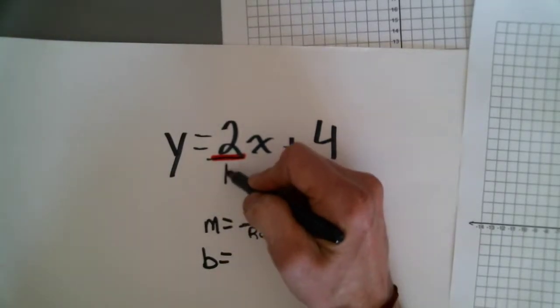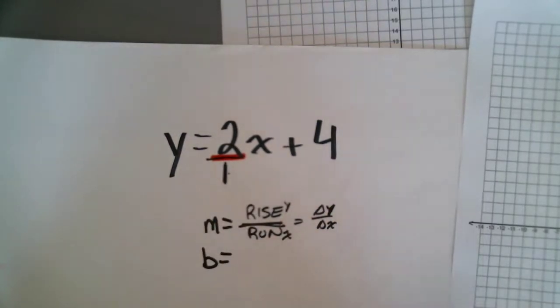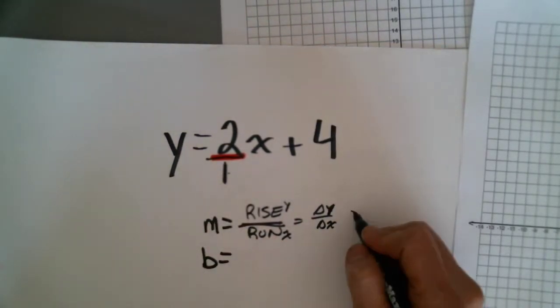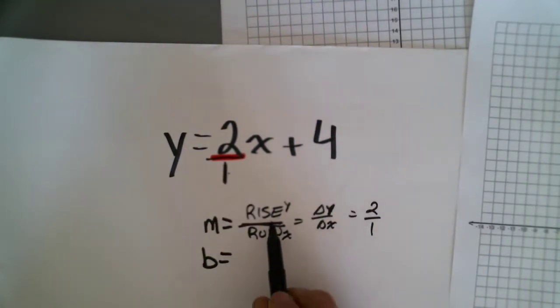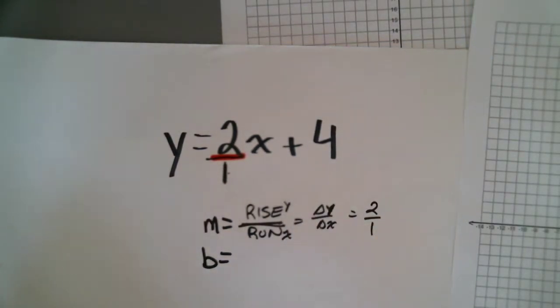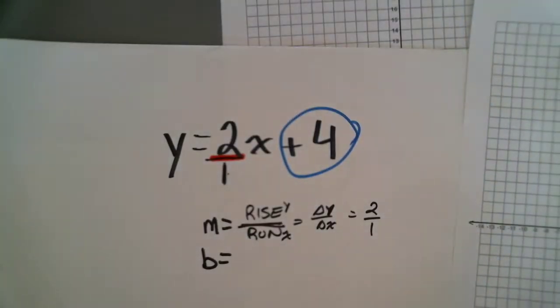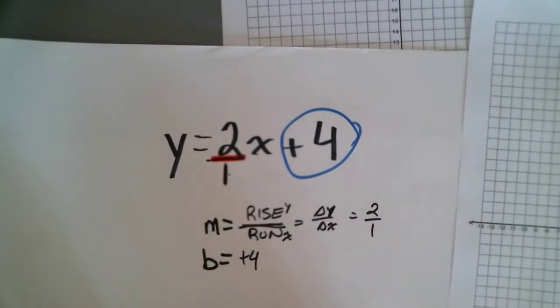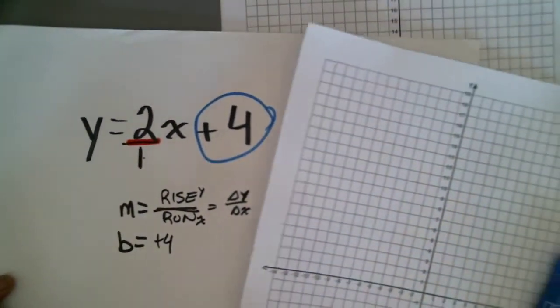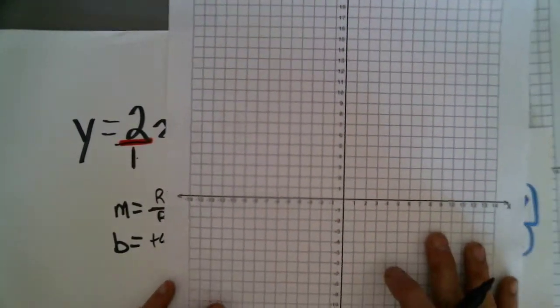If you want to be able to graph these things quickly, remember any whole number I can put over 1. So my slope is going to be 2 over 1. I go up 2, I go over 1. Now my b, what's my b? Just like we did in algebra, b is plus 4. I don't need to know any other information to graph this. This is what this whole week is about.